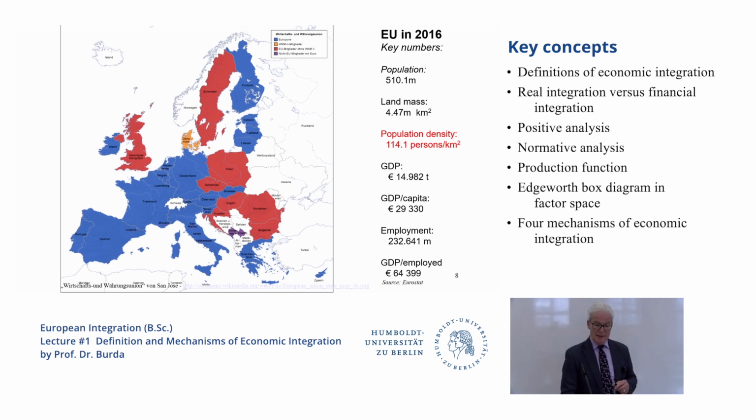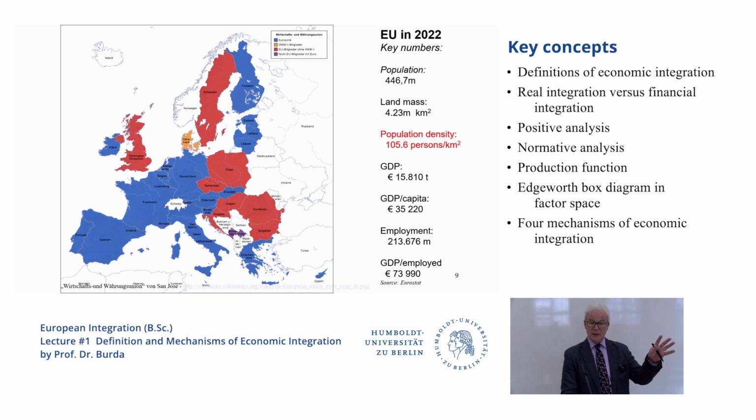Now, fast forward to 2022. Suddenly population has dropped by a lot. What happened? Brexit. Boy, that was a blow. So we talk about L in this course. The L for European integration just dropped by a lot. Okay? First loss. You also see that the landmass went down.